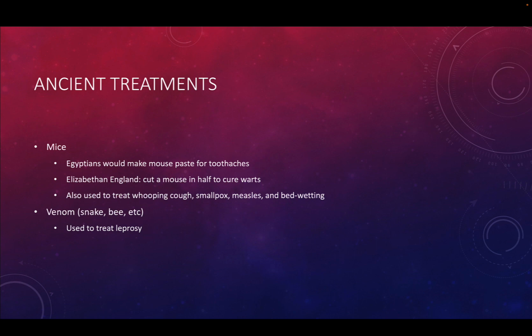But mice were also used as ancient treatments, and this is kind of gross. The Egyptians would make a mouse paste for toothaches. I didn't read the details of exactly how they did it. Like, were there particular parts of the mice that they used to make a paste? Mice are so small, I'm just picturing they mashed up a whole mouse and used it as a mouth paste.